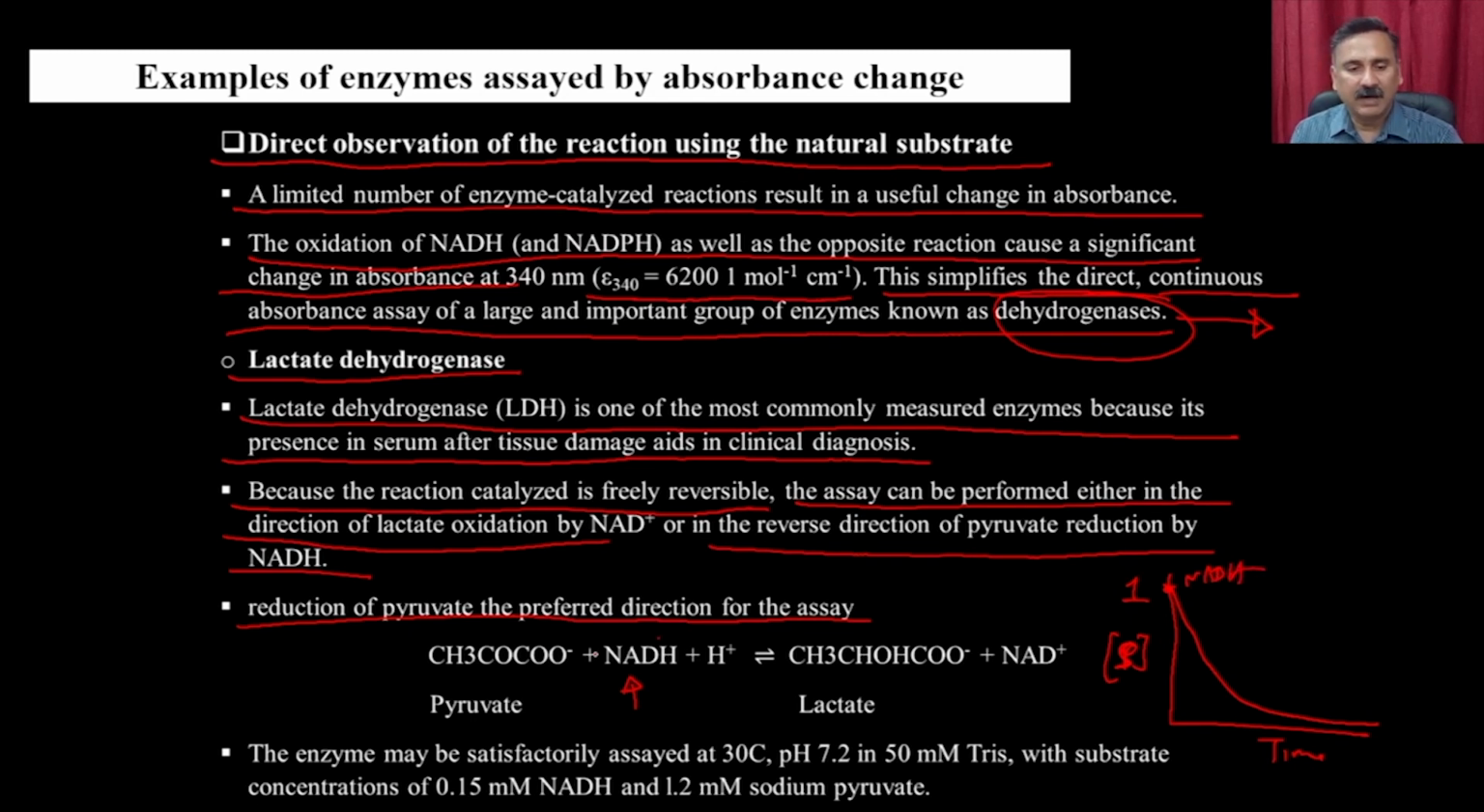If you see 10 molecules of NADH consumed, this means 10 molecules of pyruvate are also consumed, and that's how 10 molecules of lactate are produced. And that's how you can use this information to calculate the activity of lactate dehydrogenase. The enzyme may be satisfactorily assayed at 30 degrees Celsius, pH 7.2 in 50 millimolar Tris, with substrate concentrations of 0.15 millimolar NADH and 1.2 millimolar sodium pyruvate.